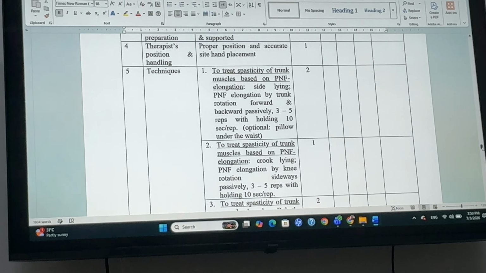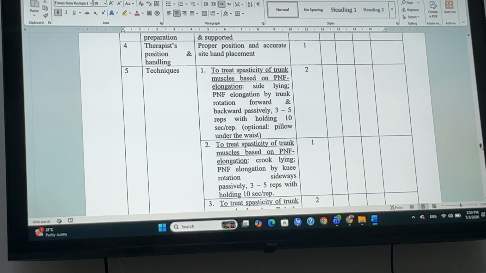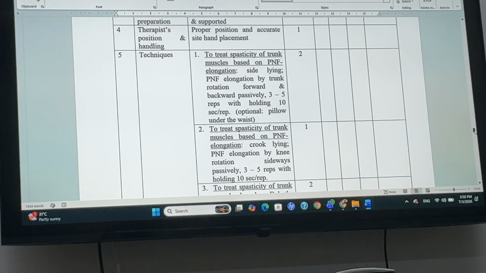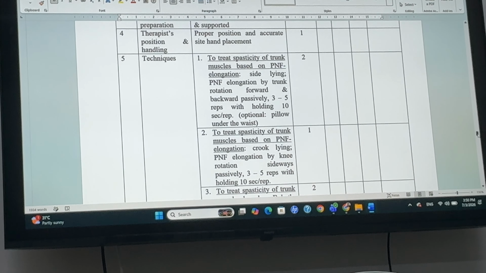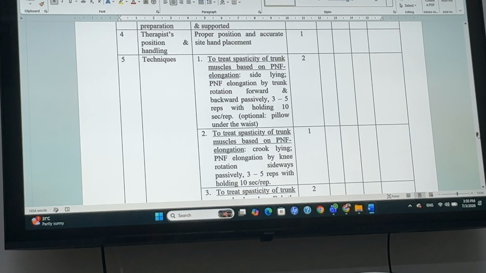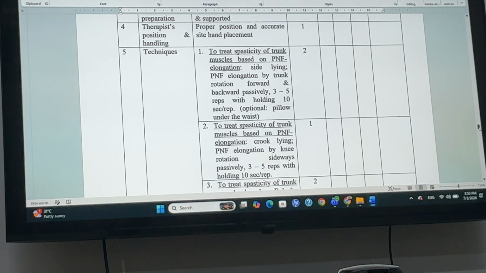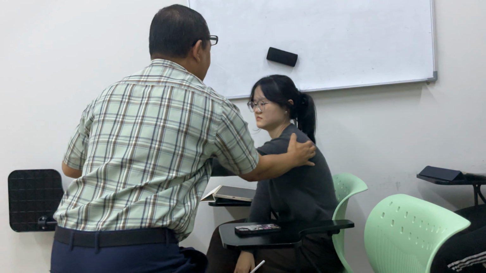The technique is actually almost the same. The PNF elongation is only from the trunk, for all muscles, for example the flexor synergy of the upper limb, because we only learn this one. For example, your scapula is actually retracted and inward rotated, so elongate the retraction by protracting forward like this.